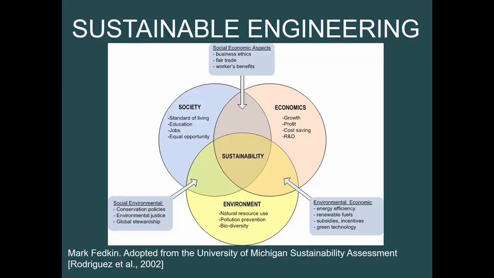So again, the three pillars of sustainability: the environment, the economy, and social aspects. For a particular process to be sustainable, it should not cause irreversible change to the environment. It should be economically viable, and it should benefit society. So where those three circles intersect is where you have this sustainable process, product, or system.